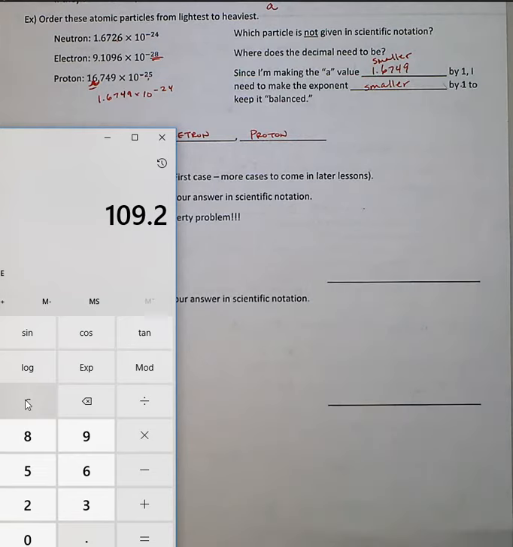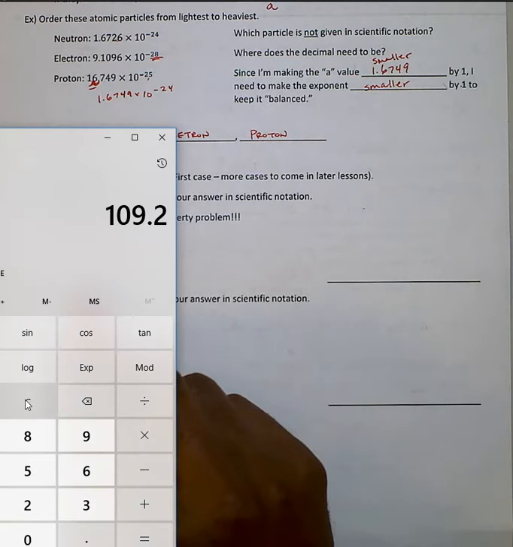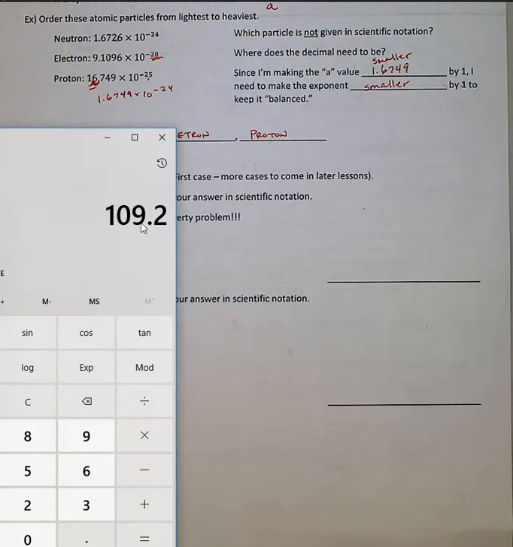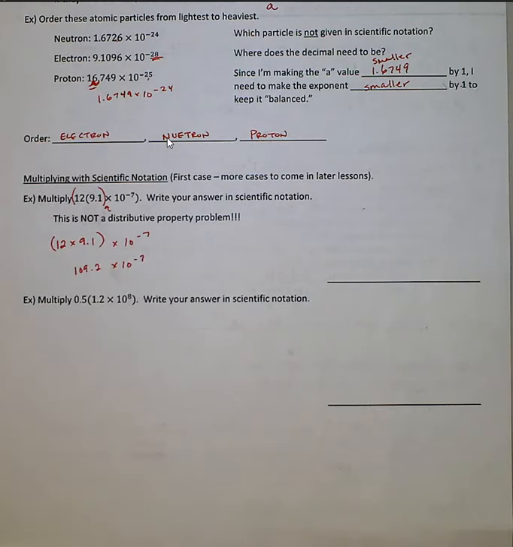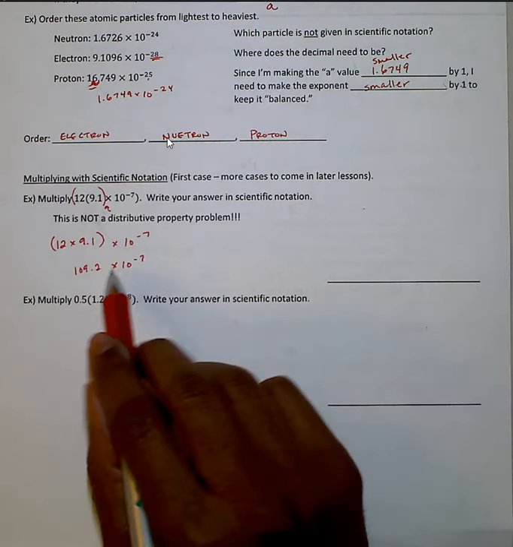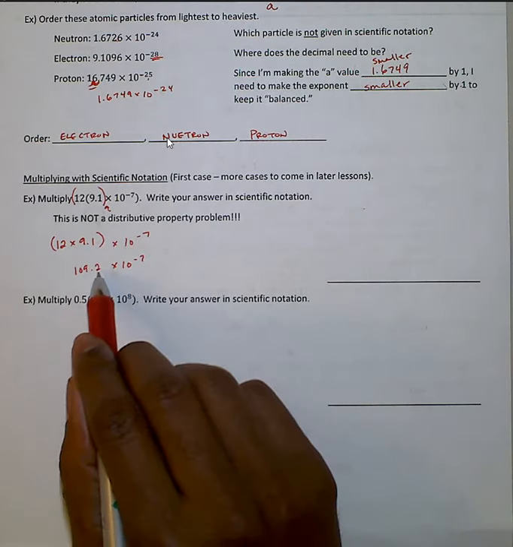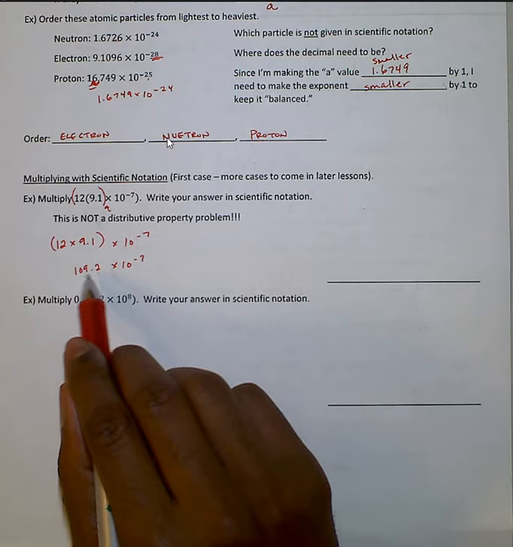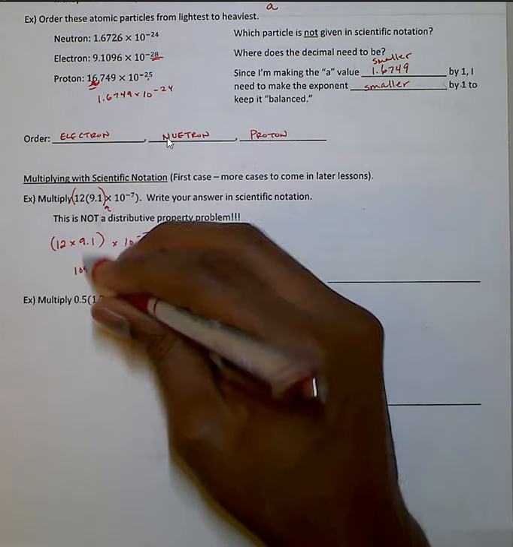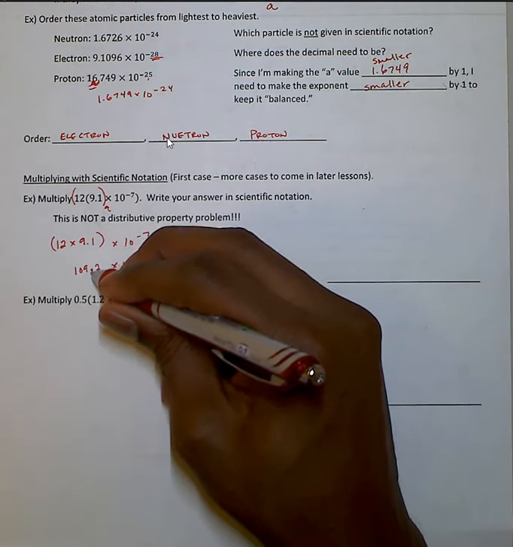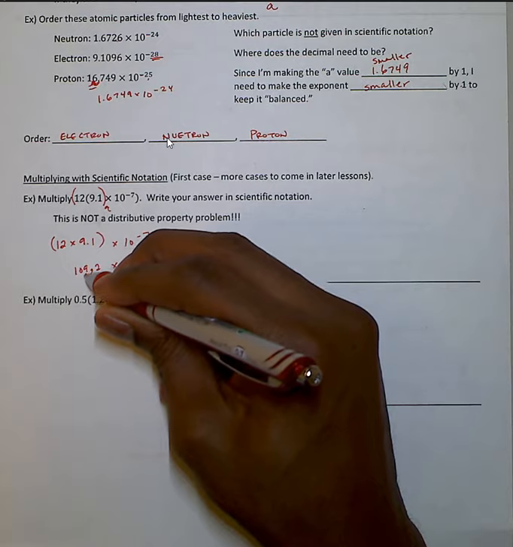Now this is not in scientific notation. Sorry guys. 109.2 times 10 to the negative 7 is not in scientific notation because 109.2 is not greater than or equal to 1 and less than 10. So we need to make this fit into that window. And so we'll move over twice.